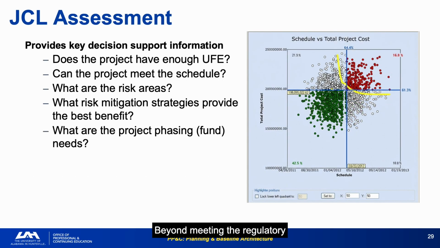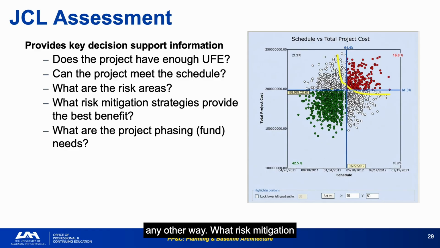Beyond meeting the regulatory requirement, JCL provides 5 specific decision support functions: reserve adequacy, schedule feasibility, risk area identification, risk mitigation strategy optimization, and funding phasing needs. This process is often more important to your success than the actual JCL number. The analytical discipline of building the JCL, assembling the schedule, loading cost, and mapping risks reveals program vulnerabilities that wouldn't be visible any other way.